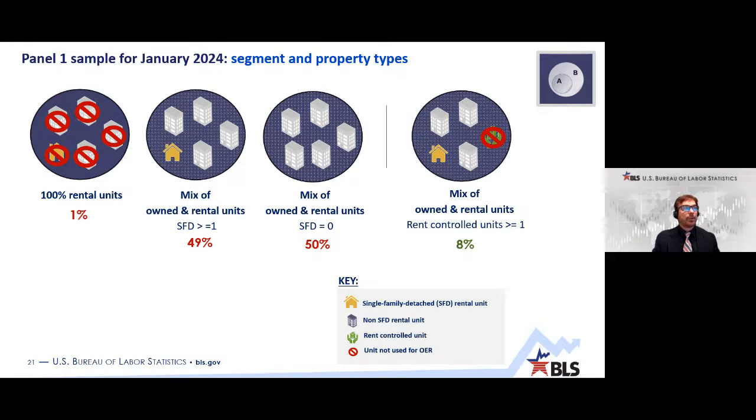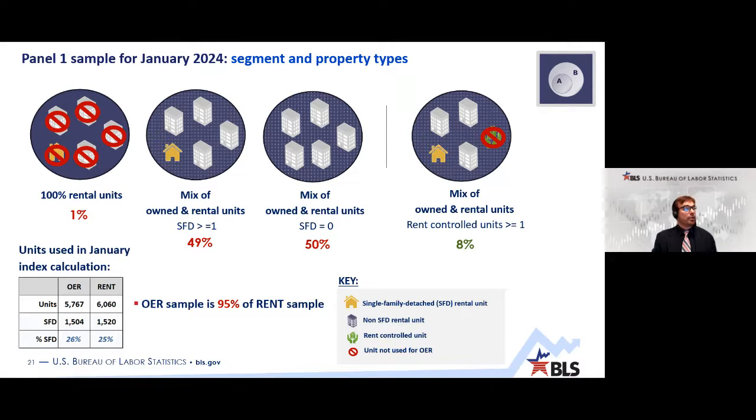So remember, segments that are 100% rental are not used for OER. So these specific housing units on the left-hand side are not used for our OER estimator, and we do not use rent-controlled units in OER. They're used for rent, not used for OER. So you put all of that together, and the units used in the January index calculation are a little over 6,000 for rent, and a subset for OER. The OER sample is always a subset of the rent sample. So in this case, for January panel 1, the OER sample was 95% of our rent sample.